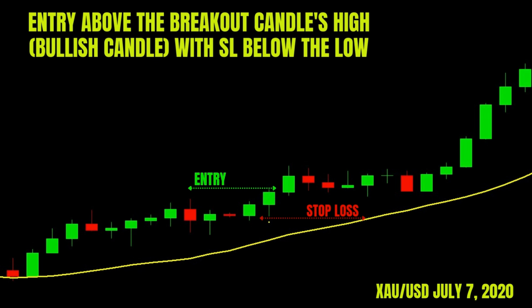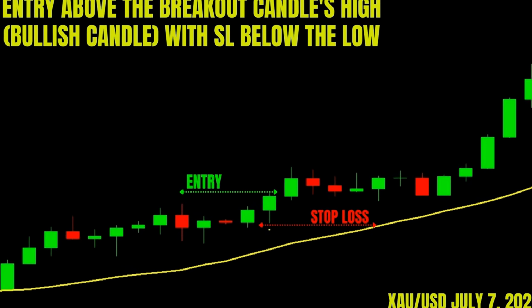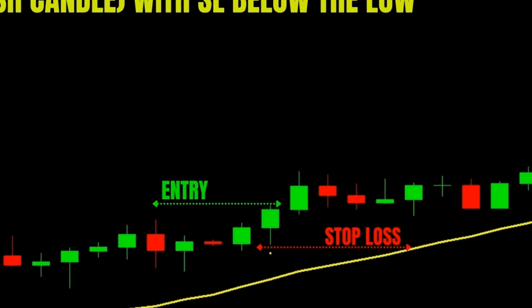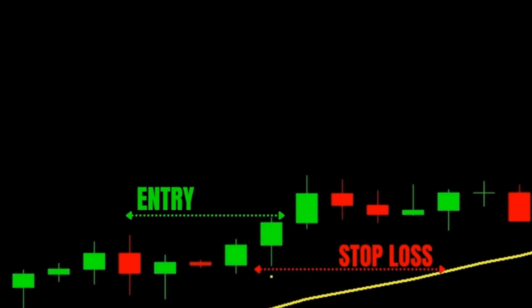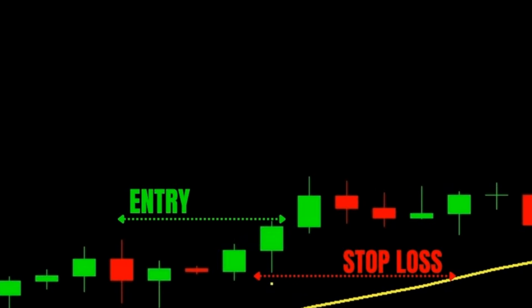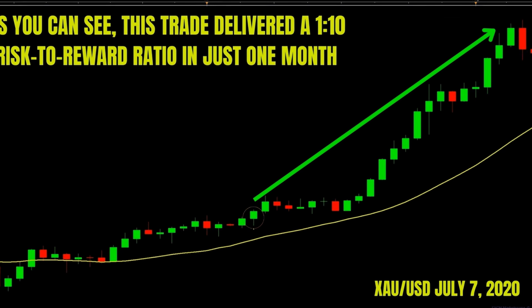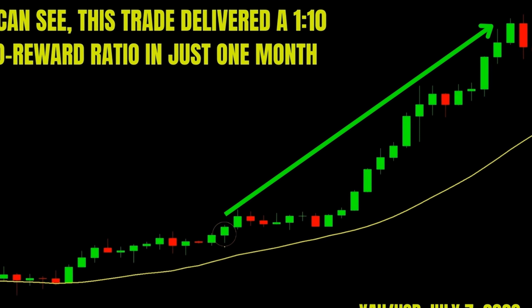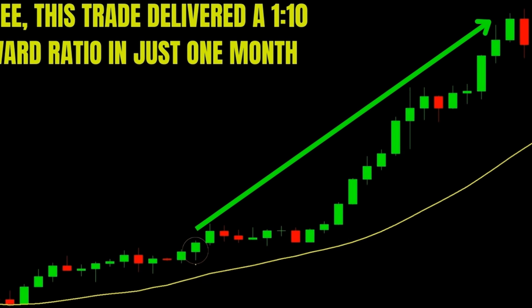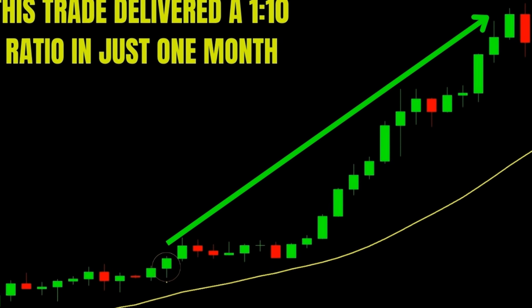With the confirmation set, we place our buy stop entry order just above the candle's high. To manage risk, the stop loss is placed immediately below the low of the same breakout candle. The market reaction was explosive. As you can see, this trade rode the trend perfectly and delivered an outstanding one to 10 risk-to-reward ratio in just 1 month.